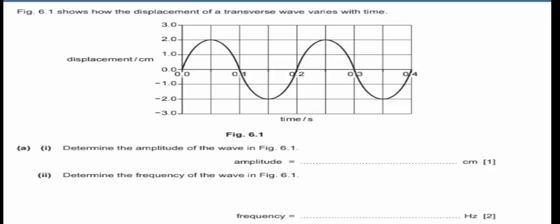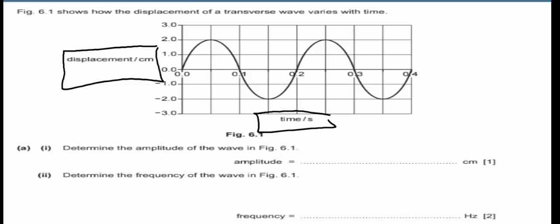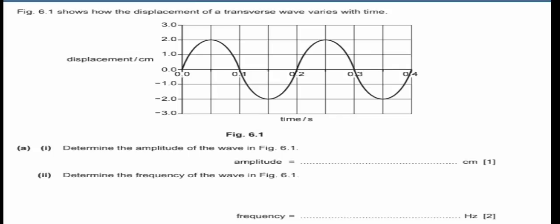So the next question is coming from waves, and it is saying, figure 6.1 shows how the displacement of a transverse wave varies with time. So we have the displacement of the wave in centimeters, and also the time taken for these waves to be produced, and it is in seconds. Now, as for the first question, which is question A, Roman numeral 1, it is saying, determine the amplitude of the wave in figure 6.1.